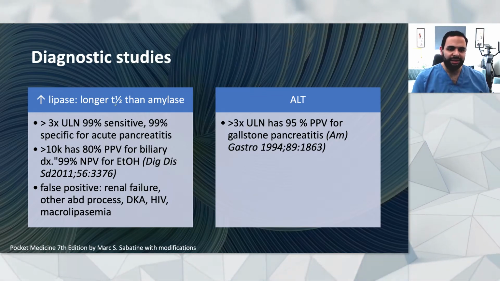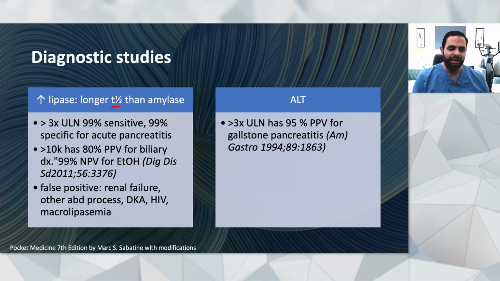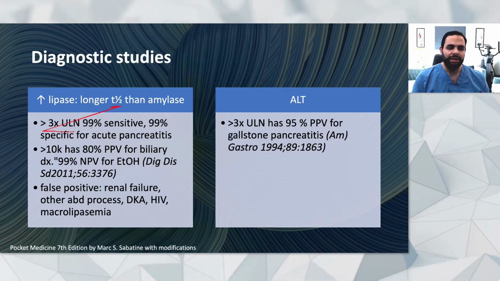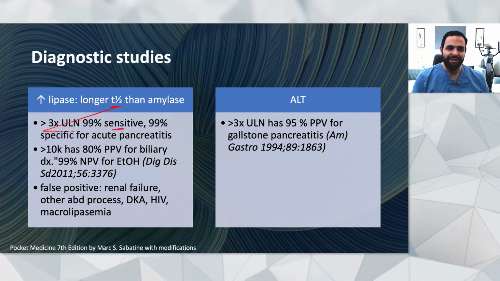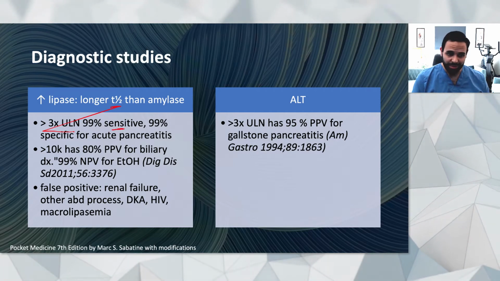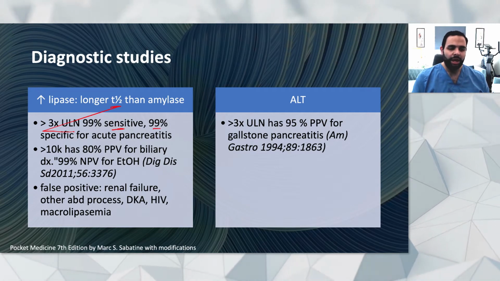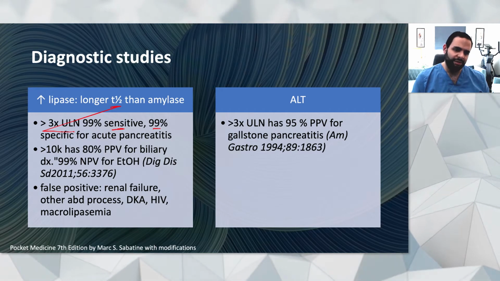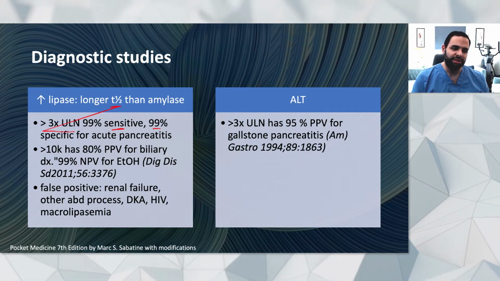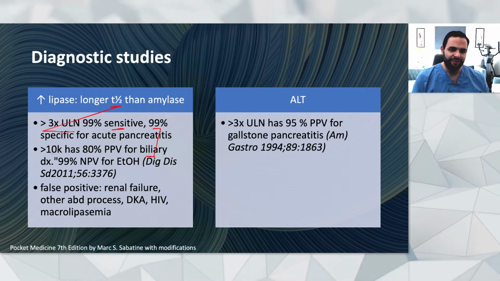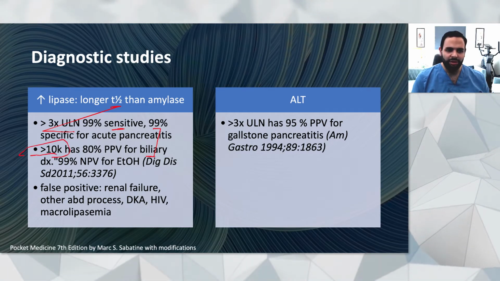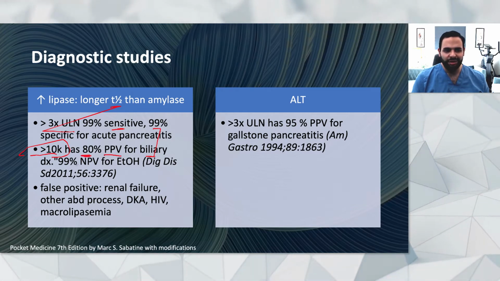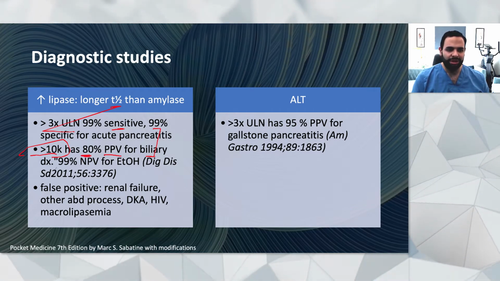For lipase, it has a longer half-life than amylase, and you need it to be, again, more than 3 times the upper limit of normal. It's 99% sensitive, so it's excellent for ruling out. It's also 99% specific, so it's excellent to diagnose acute pancreatitis. More than 10,000 has 80% positive predictive value for biliary diagnosis. It's a very high number, and it's coming very close to being diagnostic of biliary obstruction, biliary pathology.